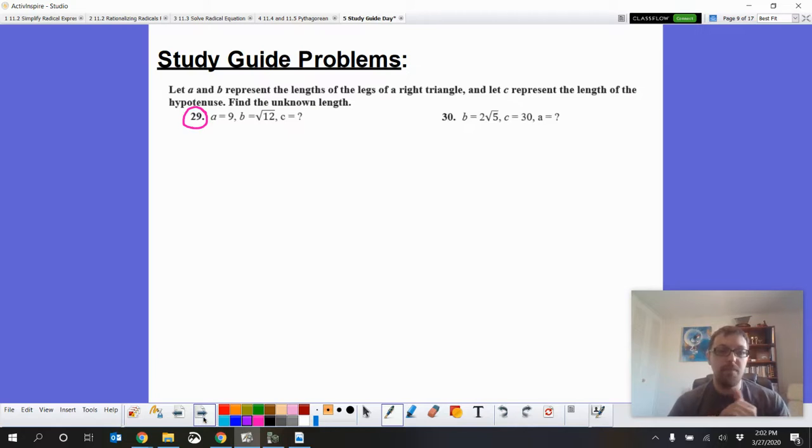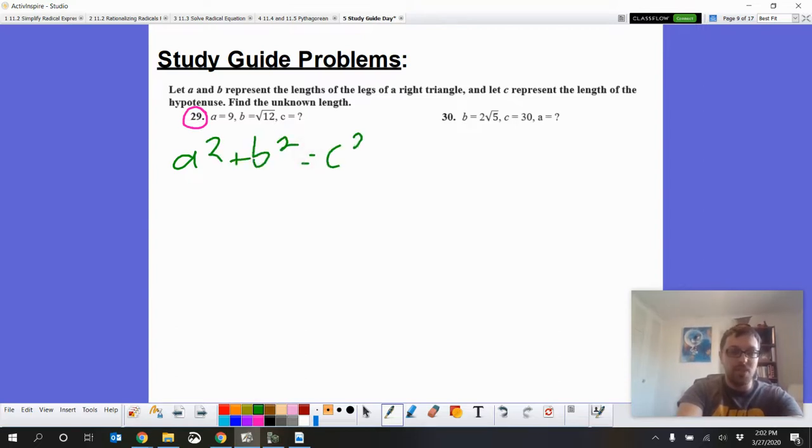Let A and B represent the legs of a right triangle. Let C represent the length of the hypotenuse. We need to figure out what the unknown side is, so we have to figure out what C is. So we just need to plug this into our Pythagorean theorem, that good old A squared plus B squared equals C squared.